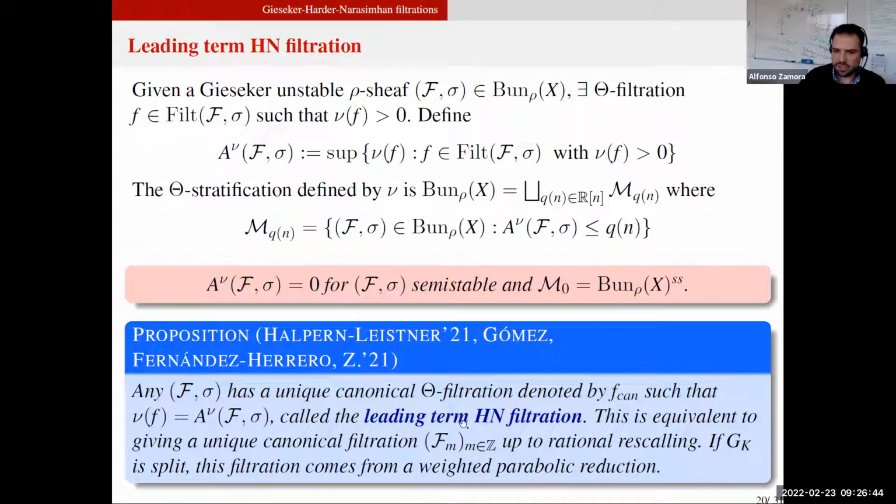What does it do, this filtration? It gets that this filtration achieves the supremum in this definition. This is equivalent to giving a canonical filtration of the underlying sheaf, and in the split case, this filtration also comes from some weighted parabolic reduction. So we can also play some game with the parabolics and the Levi subgroups.